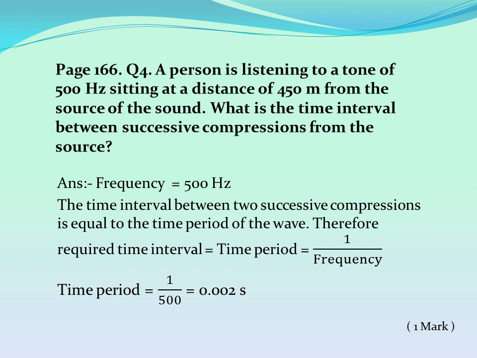Answer. Frequency equals 500 Hz. The time interval between two successive compressions is equal to the time period of the wave. Therefore, required time interval equals time period equals 1 by frequency. So, time period equals 1 by 500 equals 0.002 second.